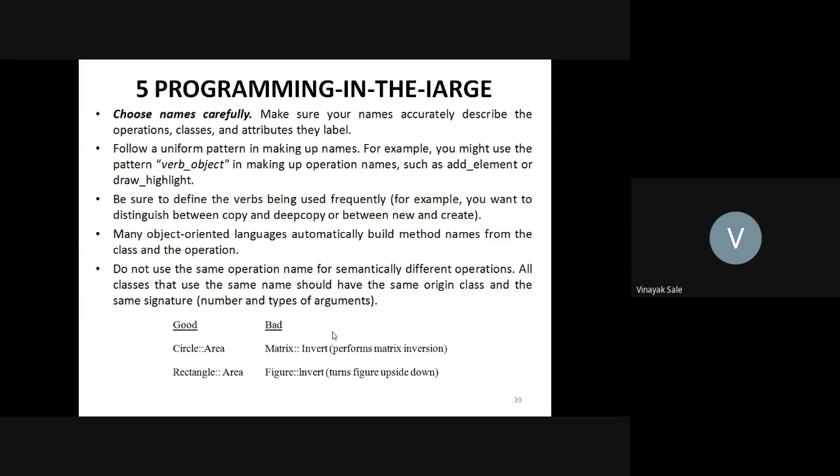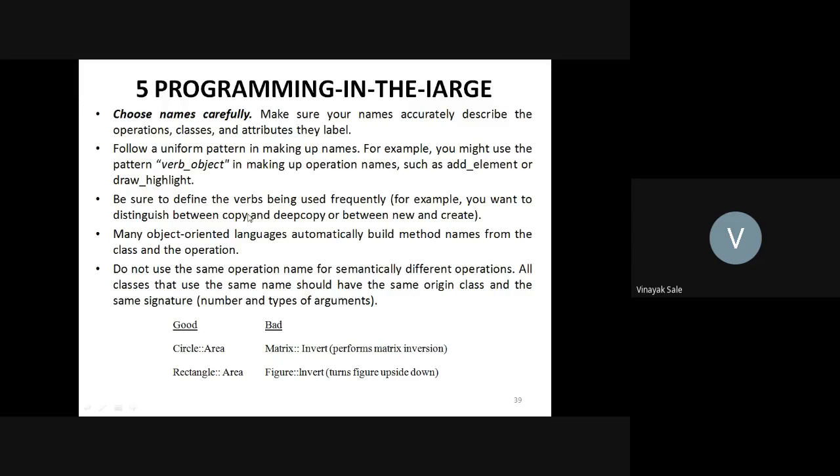Then choose names carefully. Make sure your names accurately describe the operations, classes, and attributes they label. Follow a uniform pattern in making up names. For example, you might use the pattern verb-object in making up operation names such as add element or draw highlight.